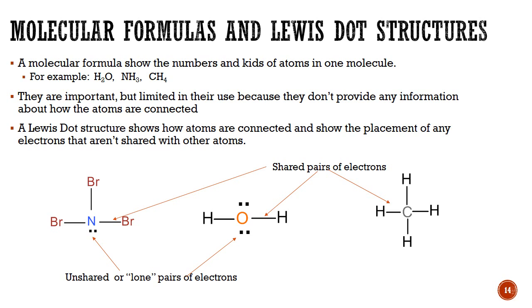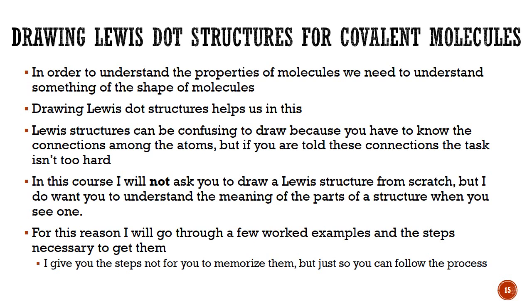So these are examples of Lewis dot structures. They are very useful in a lot of ways. They are limited in some ways, which we'll see later, but they do show how elements are attached to each other. So what I'm going to do in the next little while is to give you the rules and tell you how to draw Lewis dot structures.